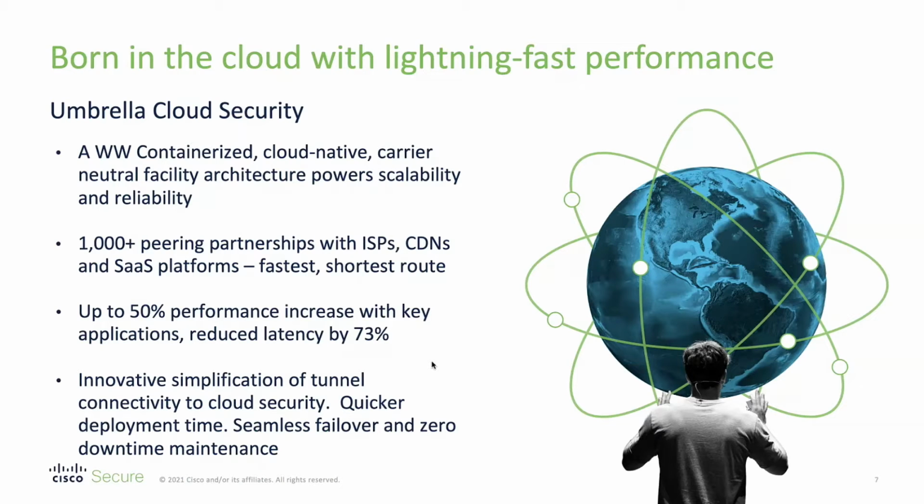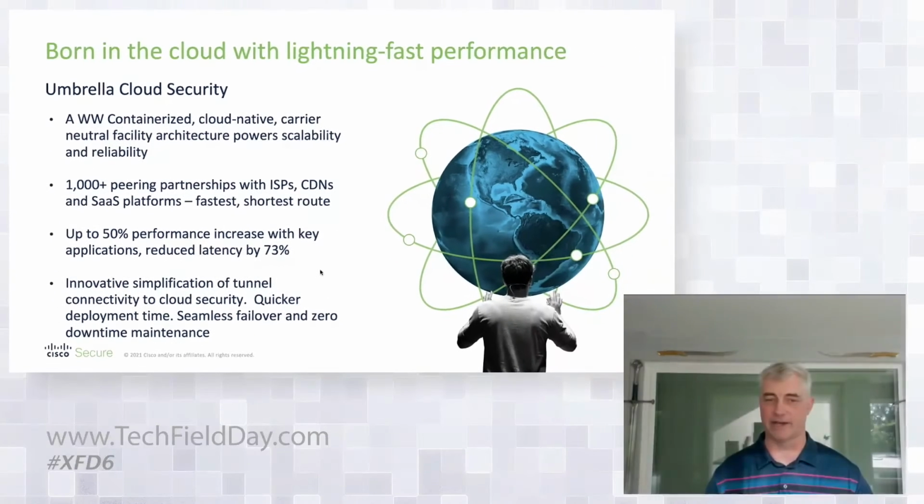So we've taken a lot of pains to build out this cloud architecture the right way, to do it the right way the first time. So in Umbrella, it is a worldwide architecture of containerized cloud native workloads. It is all in carrier neutral facilities that we control. We don't use any IaaS providers, and that powers the scalability and reliability that we have.